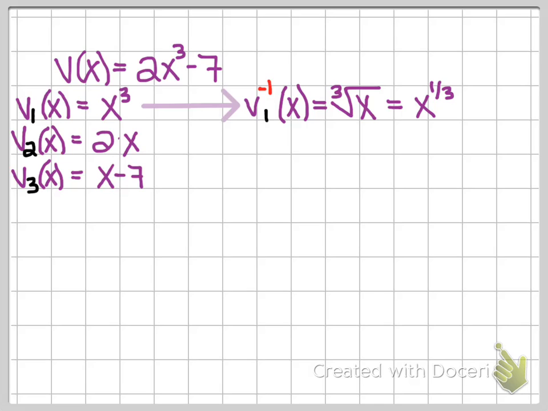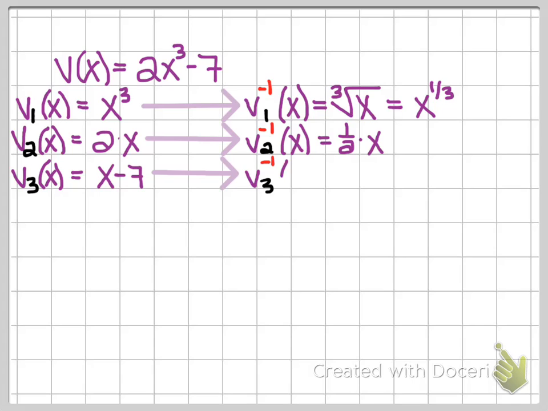For our second, v sub 2 of x, the inverse of that is the reciprocal of 2. 2 times a quantity and then 1/2 times a quantity, they create an x pair. Similarly to the third part, v sub 3, the inverse of v sub 3 of x, instead of taking away 7, we're going to add 7.